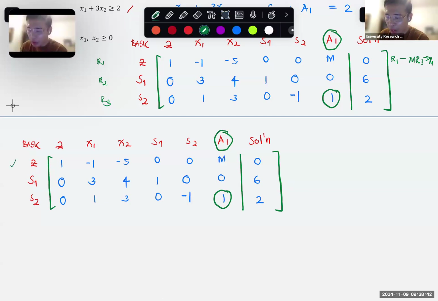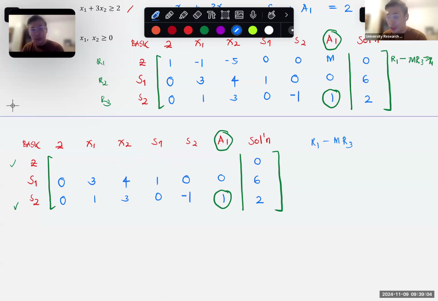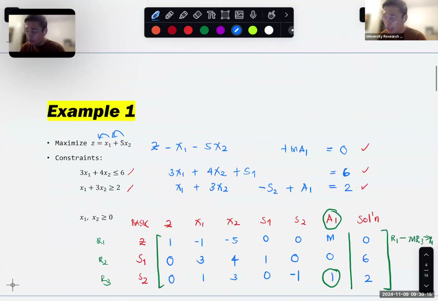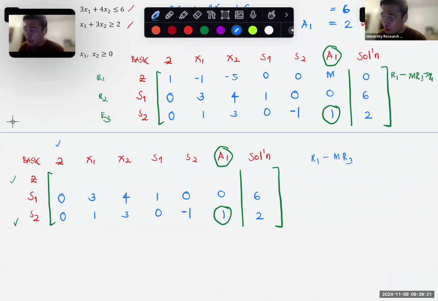So again, this is our row 1, this is our row 3. For our row 1, the formula we will use is row 1 minus M row 3. By the way, I'm going to delete the first row, since that's the one that I am changing, because I want to eliminate M in our artificial column. So if we use the formula, our R1, in the Z column, is this one.